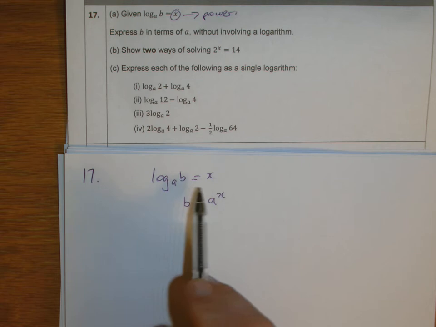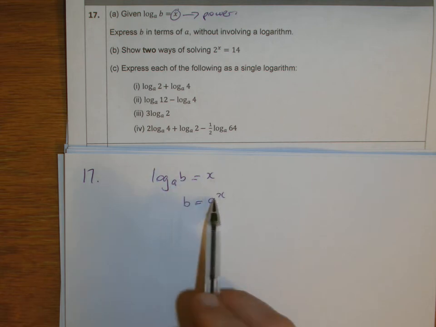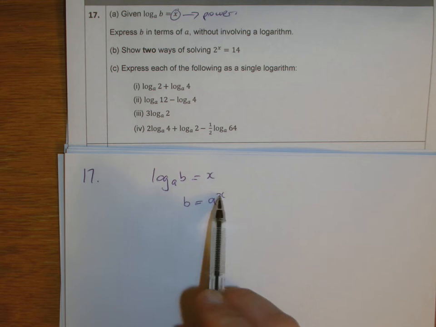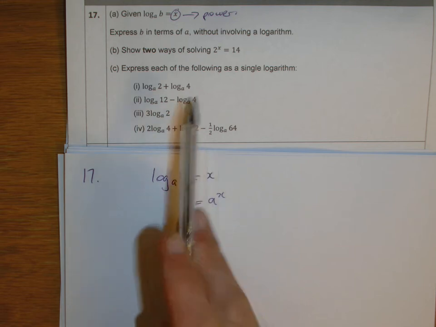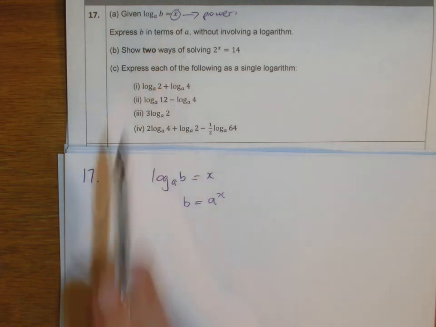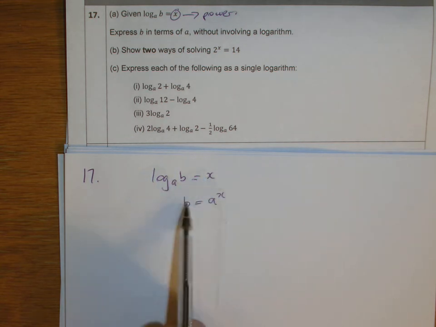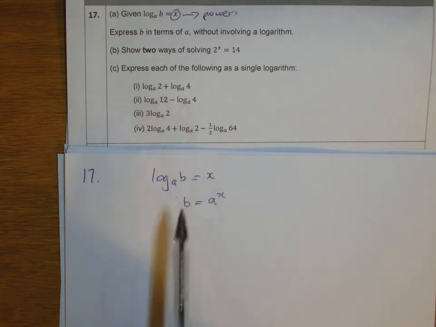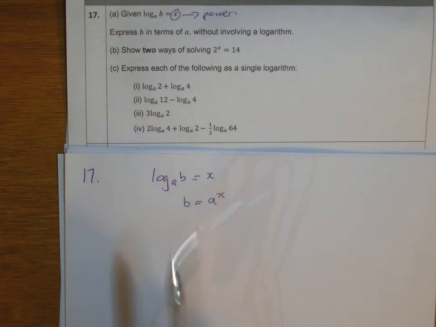So you take the a over, and a is your base. Don't forget the number that you will be raising to the power is your power. The answer to your logarithm is always your power. So you take the base over to the power x, and that will equal b. And we've answered the question. We've expressed b in terms of a without involving a logarithm.